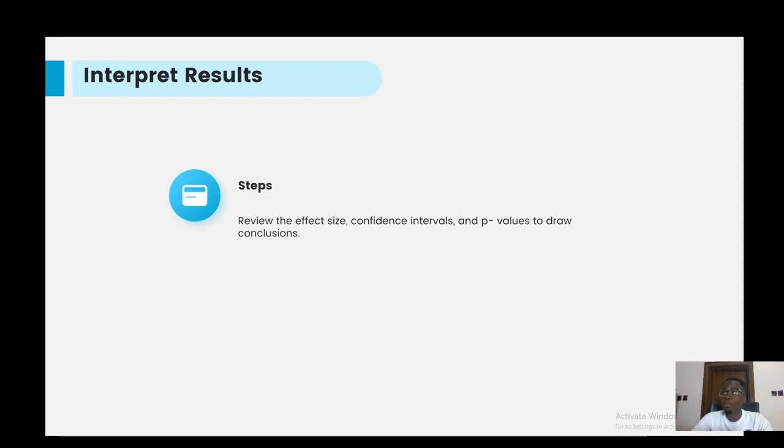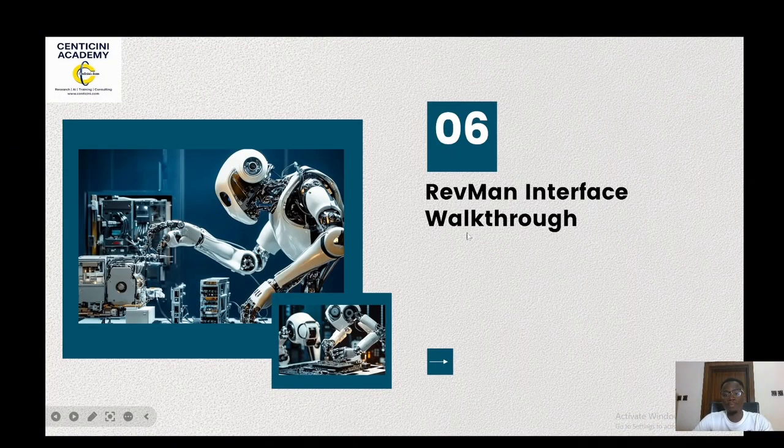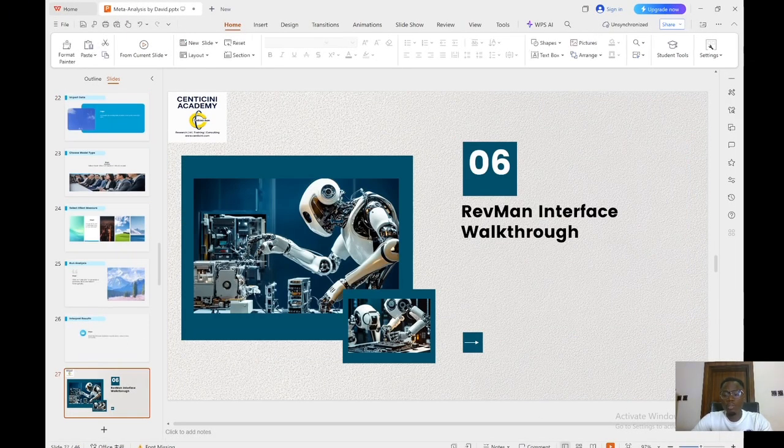We will interpret the results, review the effect sizes. So our interpretation goes through effect sizes, the confidence interval, we're going to explain that, and the p-values to draw conclusions. Now we're going to go straight into the RevMan work. I'm just going to walk us through the RevMan interface. So this is the RevMan app.